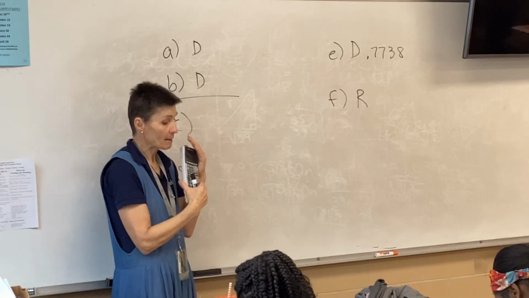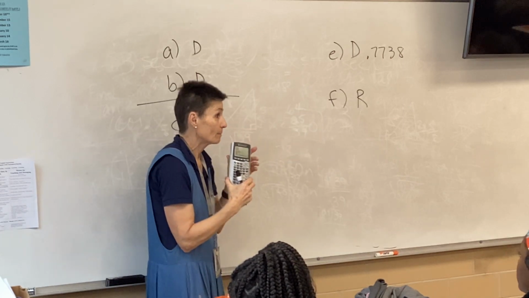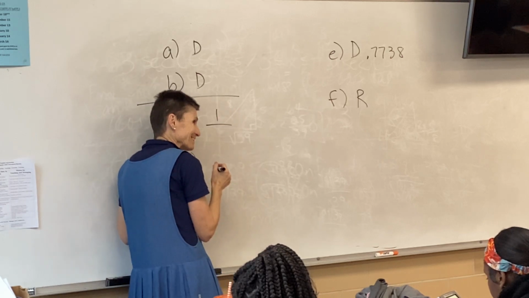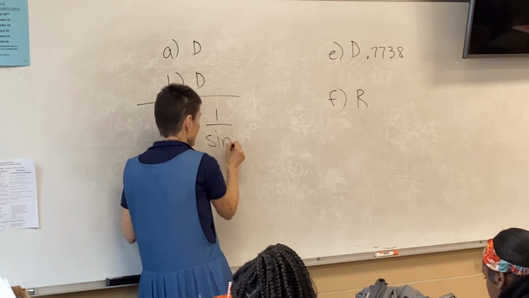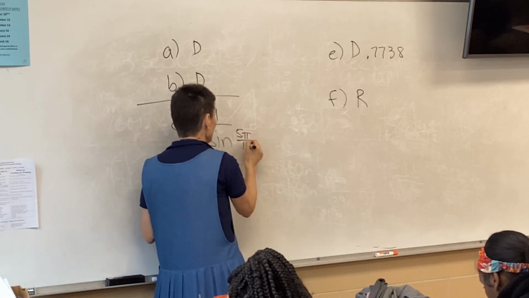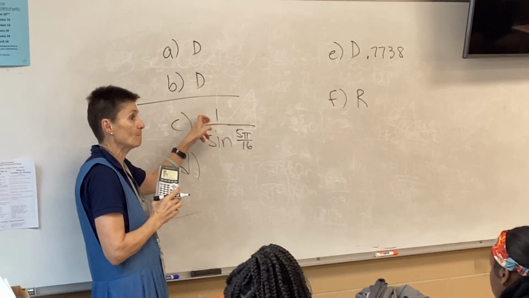How do I type in a cosecant? We talked about this yesterday. 1 divided by the opposite of what it is. So what is it? Sine. Yep, 1 divided by sine, because it's a cosecant. 1 divided by sine, 5 pi over 16. So this is what we're going to type into our calculator.